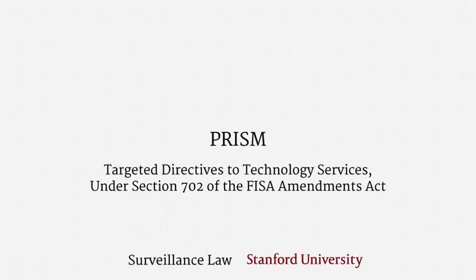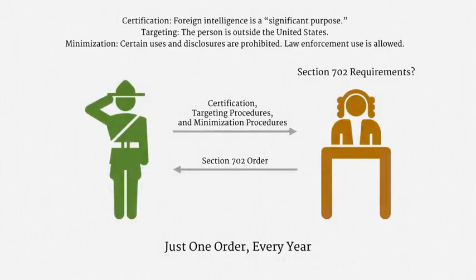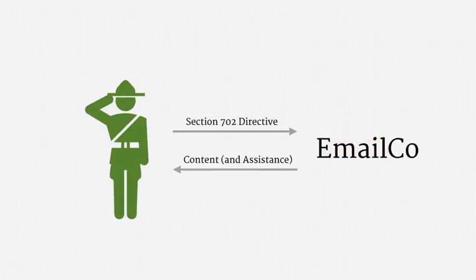Welcome back. In this lecture, I'm going to explain the PRISM program under Section 702 of the FISA Amendments Act. As I hope you recall from the last part of the course, Section 702 has a very unusual structure. Each year, the Attorney General and the Director of National Intelligence have a set of certifications and procedures authorized by the FISA Court. Then, the intelligence community can unilaterally issue directives in accordance with those procedures. The directives function like a combination of a provider warrant and a wiretap order.